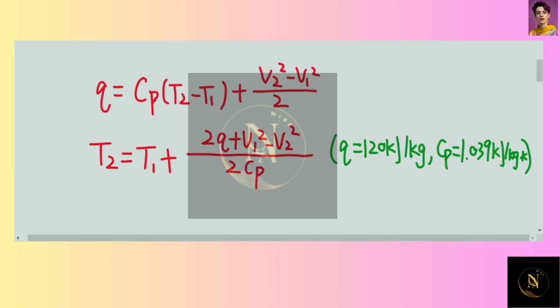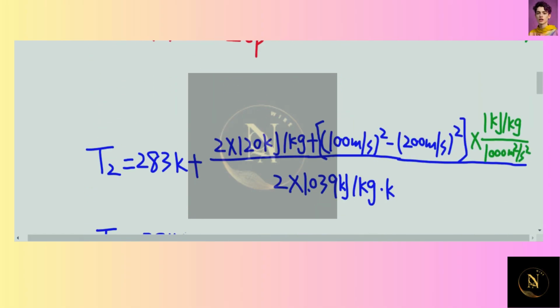We know the heat transfer is given as 120 kilojoule per kilogram. And if you take a look at the table for the ideal gas specific heat of various common gases, the specific heat for nitrogen gas at constant pressure is 1.039 kilojoule per kilogram times Kelvin. Now we can determine the temperature at the exit.